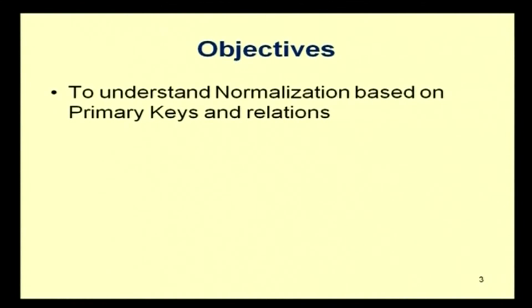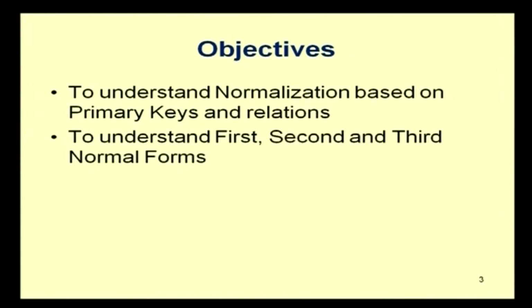In this lecture, we are going to talk about normal forms. We are going to talk about first, second, third and the Boyce Codd normal forms. In this lecture, we are trying to understand the normalization which is based on primary keys and on relations. We are going to understand the first, second and third normal forms, and we are going to understand what is meant by Boyce Codd normal form.